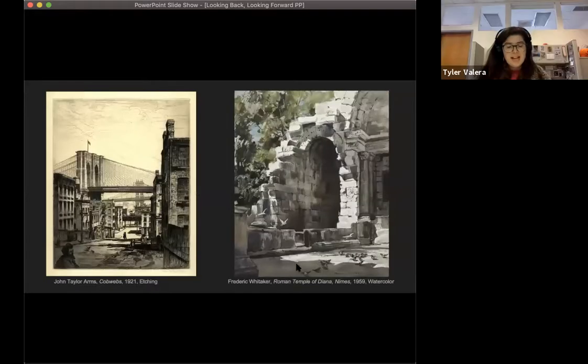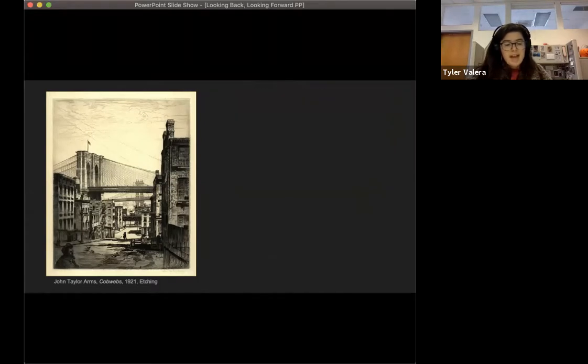These next few slides complicate the story that Kate and I are crafting. So far, we have seen John Taylor Armes rejecting modern materials, locations, and subject matter. But in Cobwebs from 1921, we see something else. This etching of the rising city streets suggests his other interests.